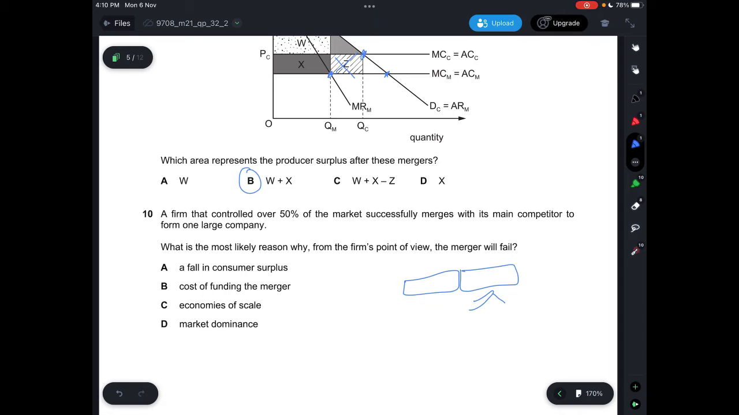So if you look at the four options here, A says a fall in consumer surplus. This will result in a successful merger because people will now buy at a higher price. B says cost of funding. Yep, this will result in failure. C says economy of scale. There will be lower economy of scale resulting in lower prices. So rather than failing, they will actually succeed. And D, market dominance. Now it suddenly becomes a monopoly. So this is not the answer as well. So answer is B.